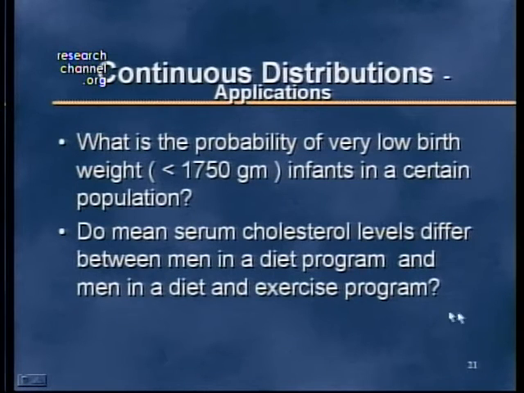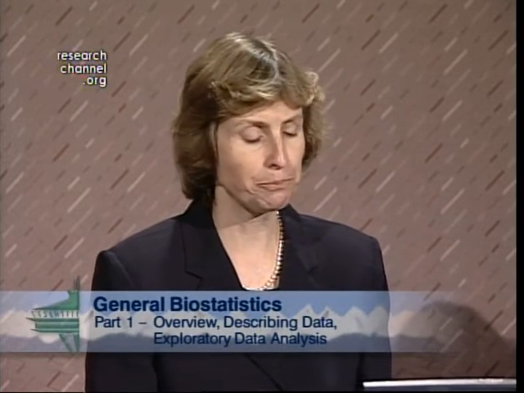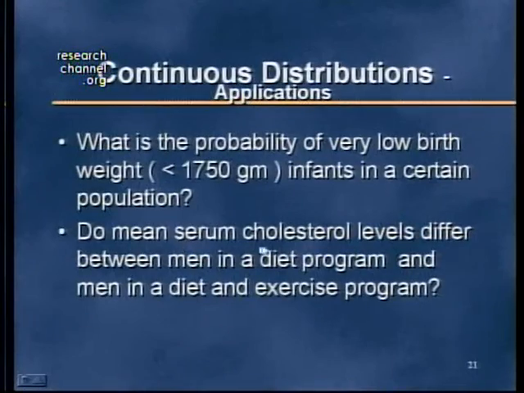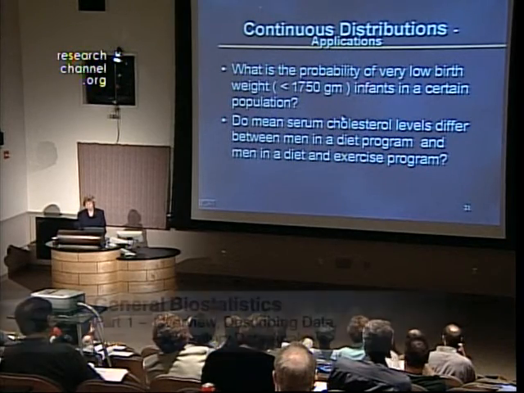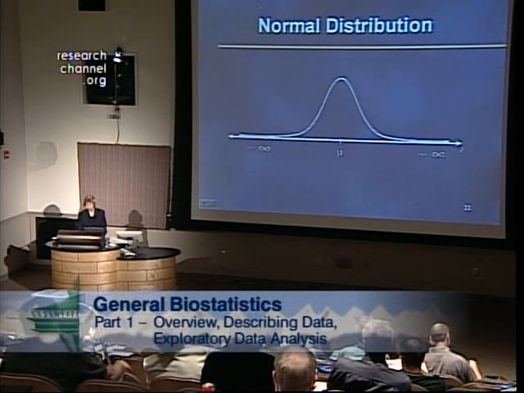So what are the types of questions that we might ask with a normal curve? Again, it's a situation where we have a continuous variable, like birth weight. So we might ask, what's the probability of very low birth weight, defined as less than 1750 grams, for infants in a certain population? If birth weight indeed followed this bell-shaped curve, we would be able to answer this question. We might be interested in asking whether mean serum cholesterol levels differed between men that were in a diet program or men that were in a diet and exercise program. So these types of questions we'll be answering using a continuous normal distribution.